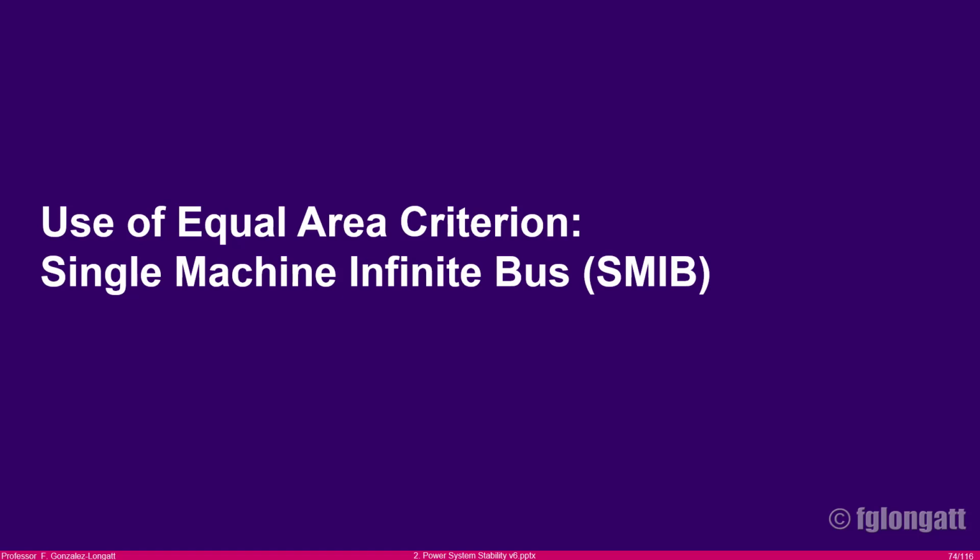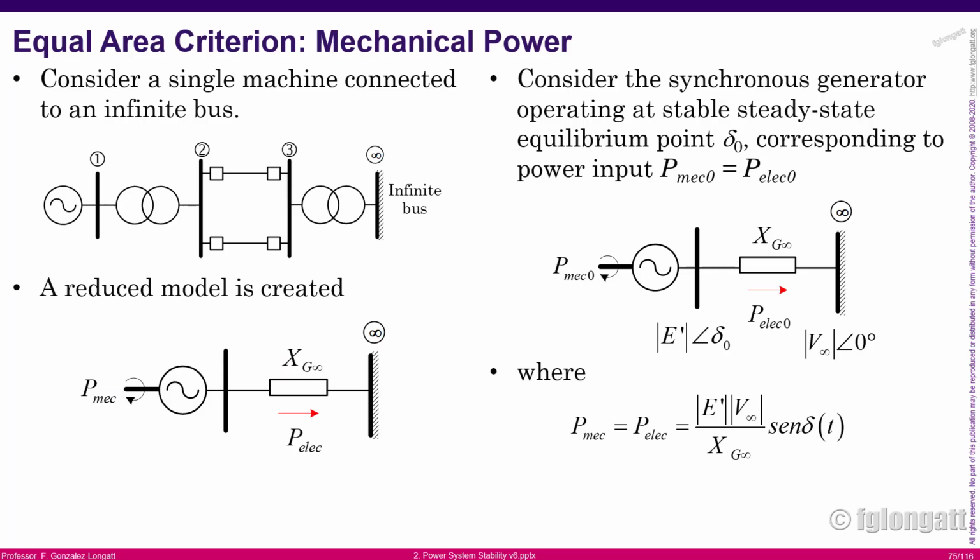Okay, let's focus our discussion now on the use of the equal area criterion for the single machine infinite bus problem. As you must remember, I said early before that if we have a power system, any power system, topology doesn't matter. What is important is that we have a generator and there are some transmission systems connecting to the infinity bus bar. Topology doesn't matter.